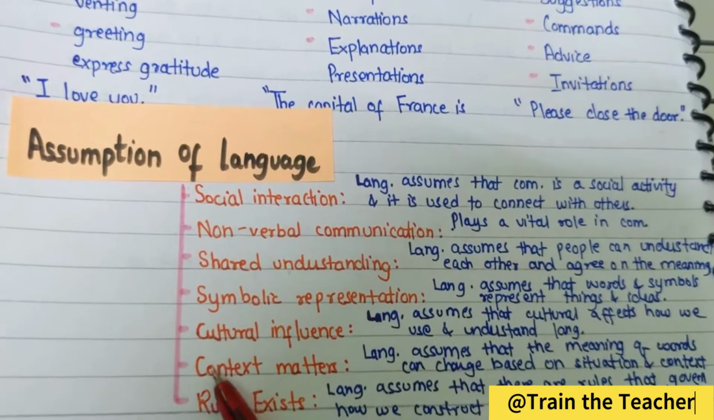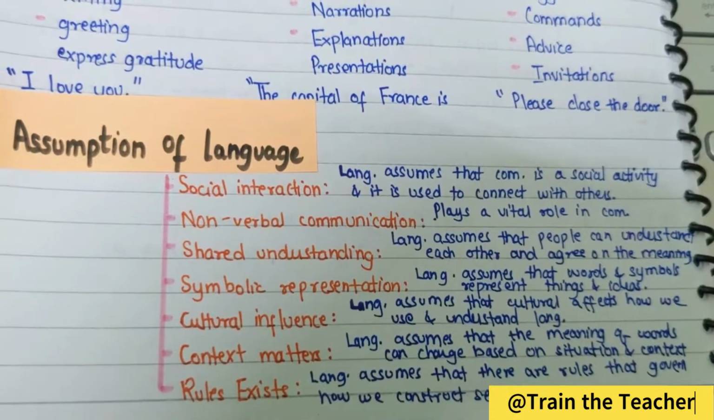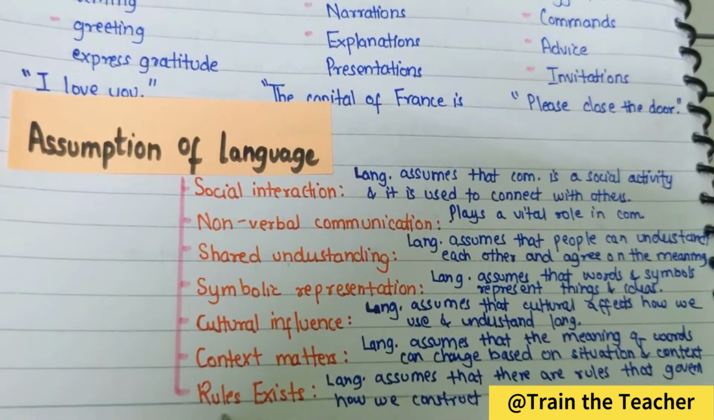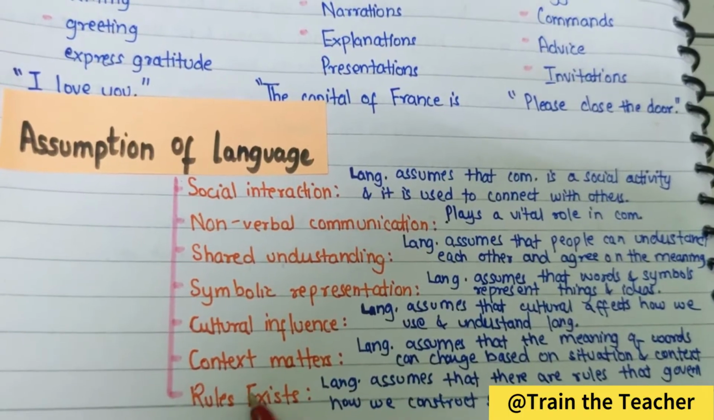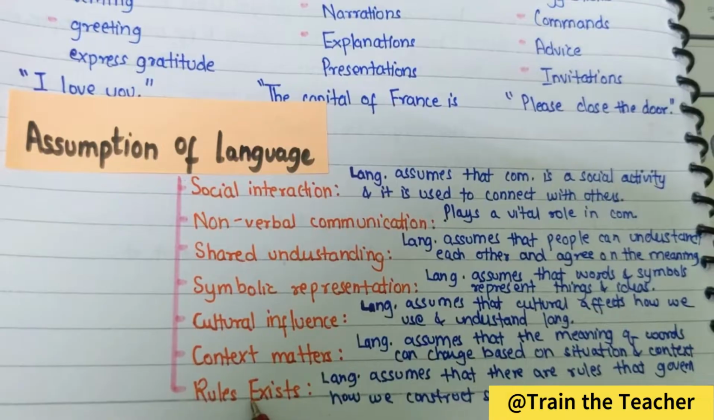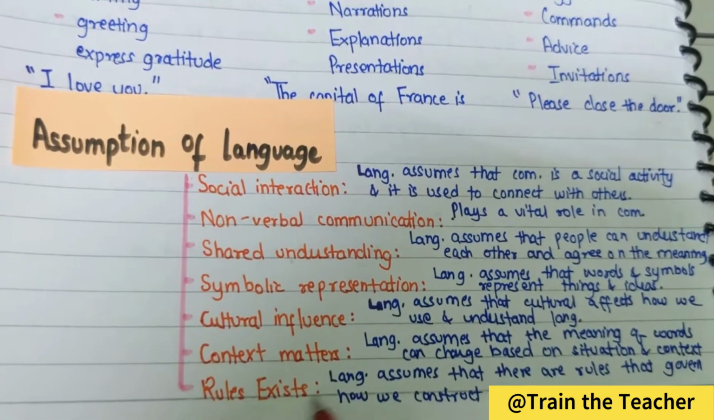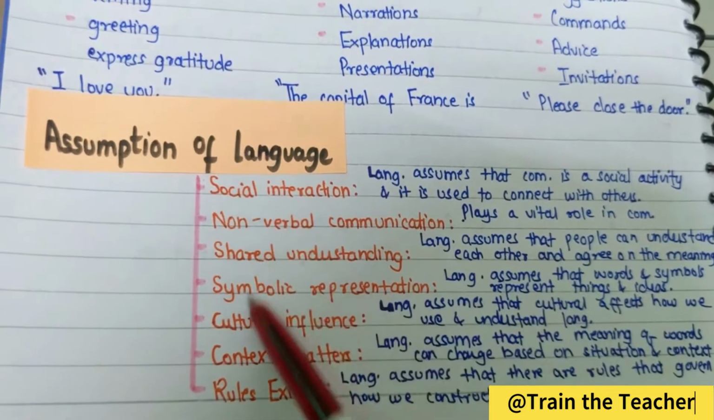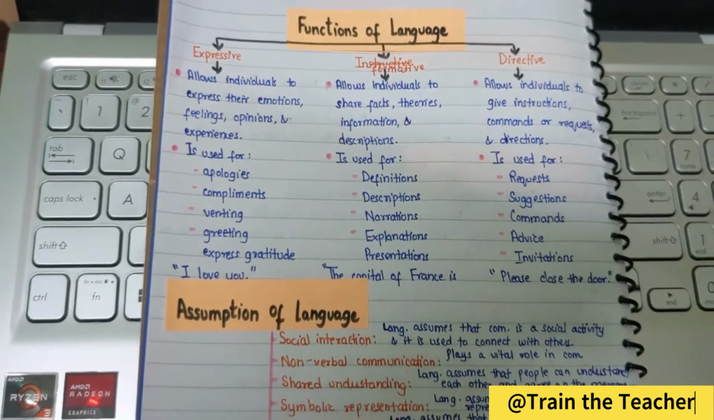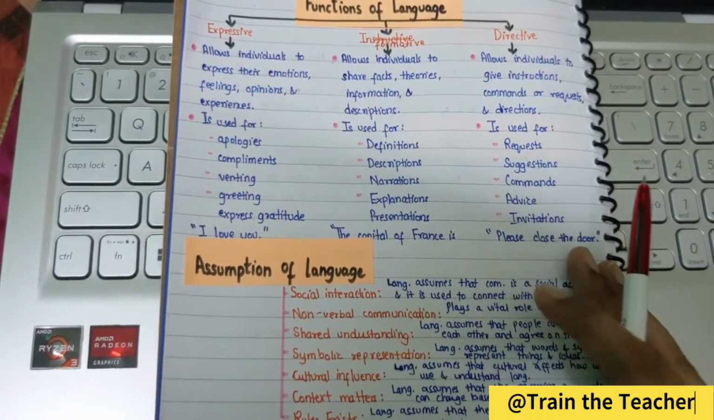The next is context matters. Obviously, language assumes the meaning of words can change based on situation and context. Again, I think both of them are very much connected, and rules exist. Language assumes that there are rules that govern or that lets us speak a particular language, grammar, pronunciation rules, sentence construction के rules. So ये हैं मान्यताएं language की. I hope everybody is clear. Functions of language and assumption of language.